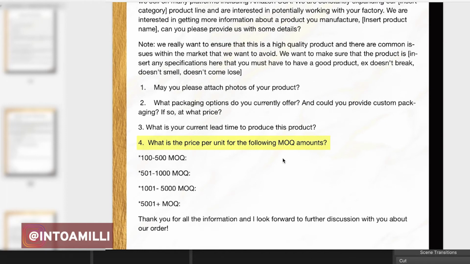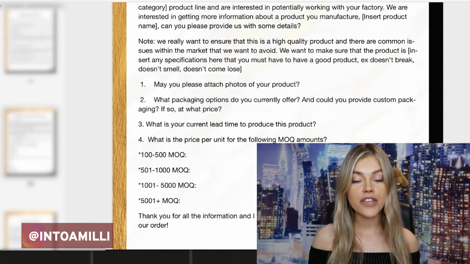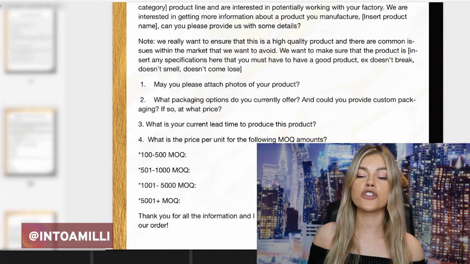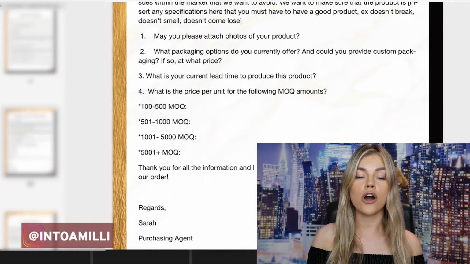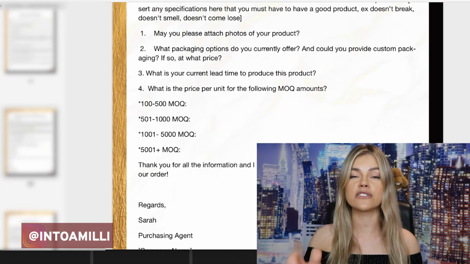And then what is the price per unit for the following minimum order quantity amounts? And you are giving them options: 100 to 500, 500 to 1,000, 1,000 to 5,000, 5,000 and above. Thank you for all the info, and I look forward to further discussion with you about our order. Regards, Sarah, purchasing agent, company name. Very professional template, as you can see.